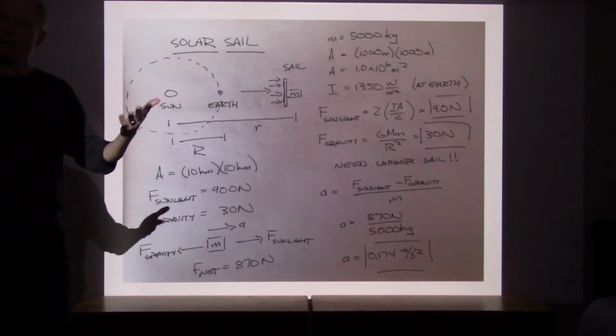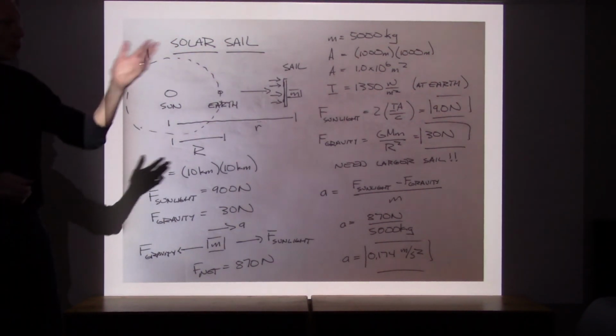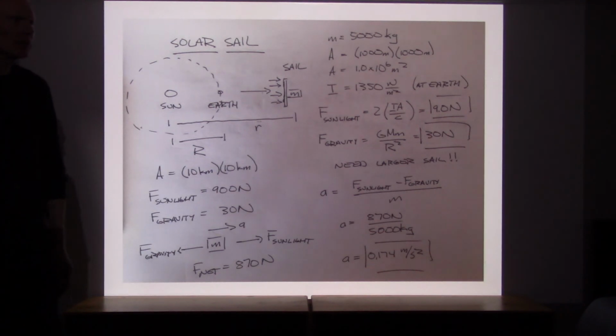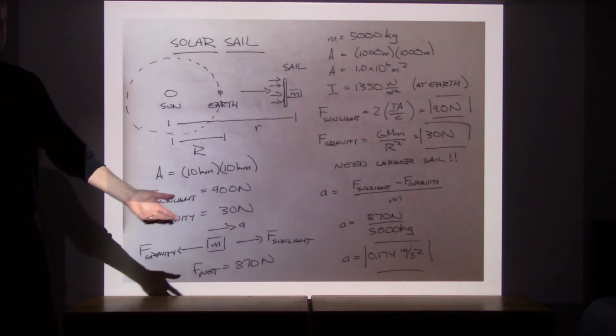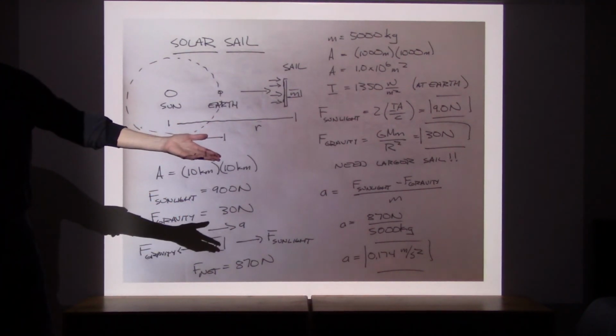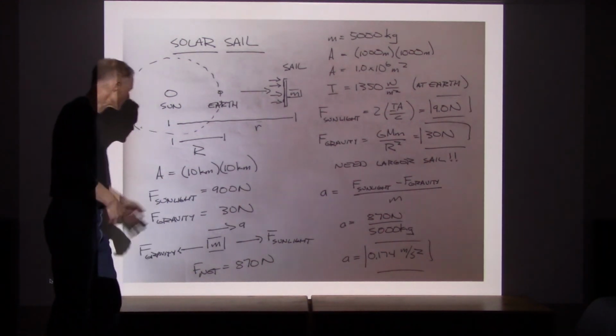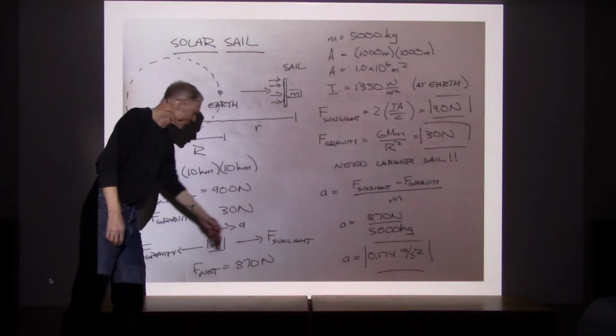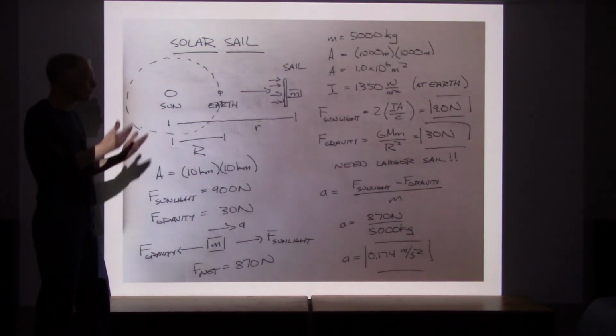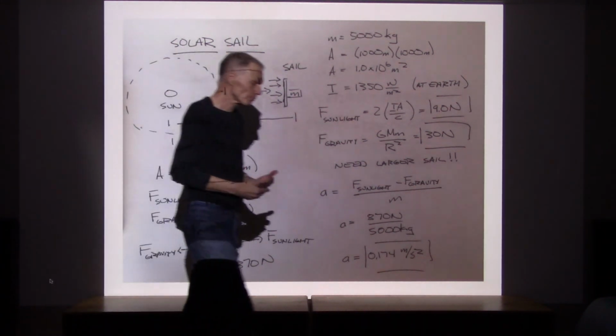Now the downside is, what we mentioned, is once we get out into the solar system, the force is going to drop off. It's not going to be as large, and we won't have as large of an acceleration. But we will keep picking up speed the entire trip. So that's what we're counting on. So at least initially, we're going to start off with 870 newtons, and then it's going to drop off.